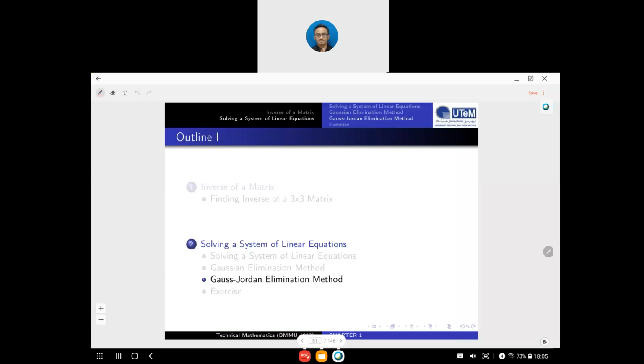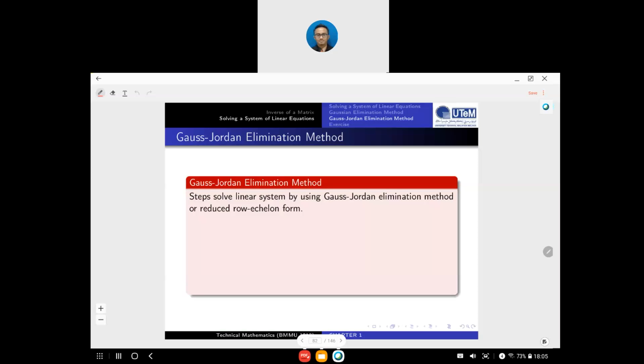Next, our last one is the Gauss-Jordan elimination method. What is the Gauss-Jordan elimination method? The step for solving a linear system by Gauss-Jordan elimination is reduced row echelon form. What does reduced row echelon form mean? Kalau tadi Gauss elimination method, you just produce here 0, 0, 0 and 1. But if you are using Gauss-Jordan, you must produce 1, 1 and the rest is 0. Awak kena buat macam matrix identity. Okay? To get the answer.